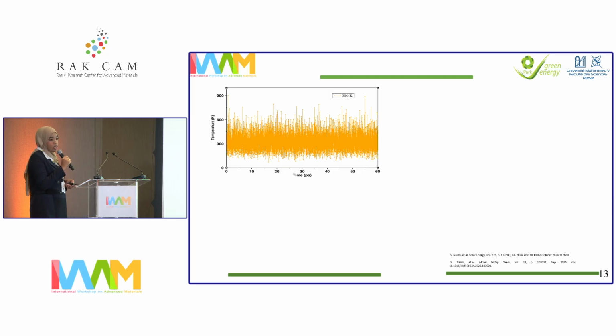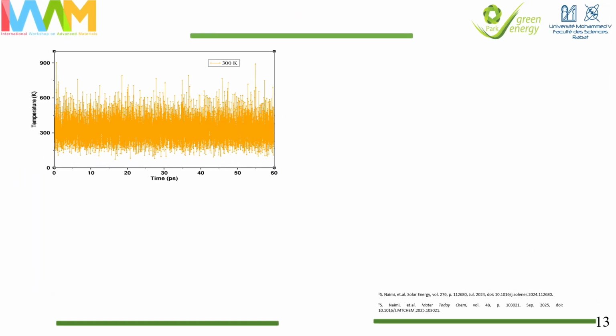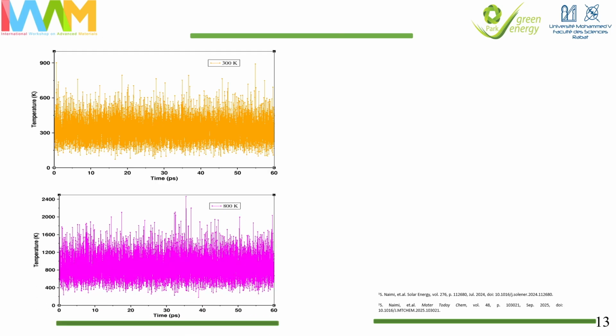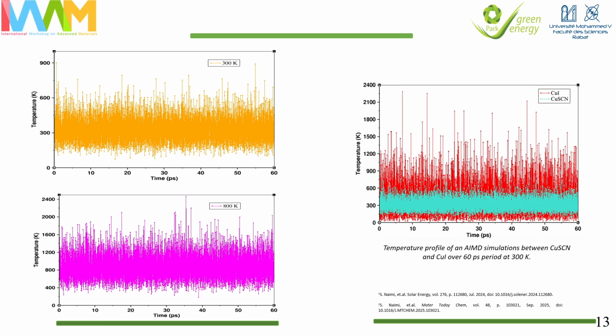Here we calculated the Ab Initio molecular dynamics at room temperature over 60 picoseconds. We found that the material is relatively stable. We increased the temperature to 800 Kelvin, and the material remains stable. If we compare this material to our previous work on copper iodide, we noticed that copper iodide has more spikes around 300 Kelvin, which means that copper thiocyanate can handle high temperatures better than copper iodide.